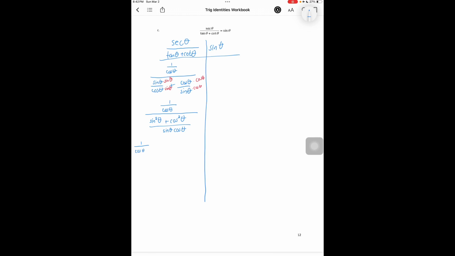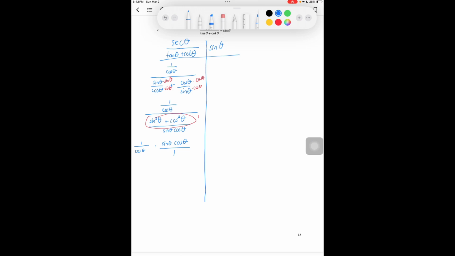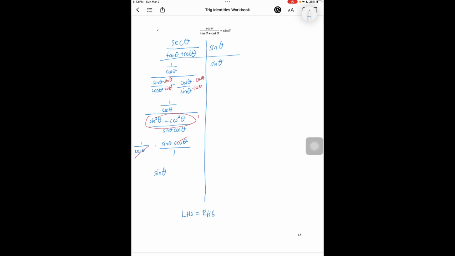And then now this is going to be 1 over cos theta times sine theta cos theta. And we know from our identity that sine squared theta plus cos squared theta is the same thing as 1. So here, this is all really just 1. So I'm going to write this as 1 now. And then at this stage, we see the coses cancel, so we're just left with sine theta. And now, left hand side equals right hand side.